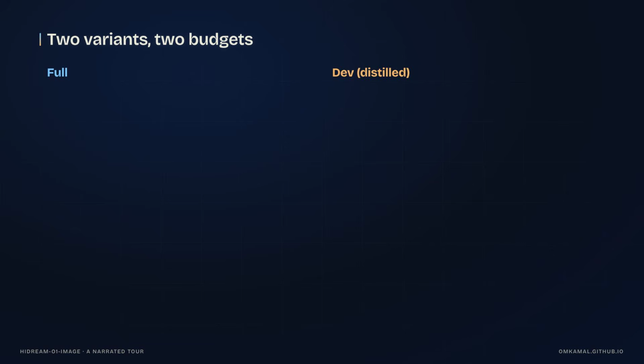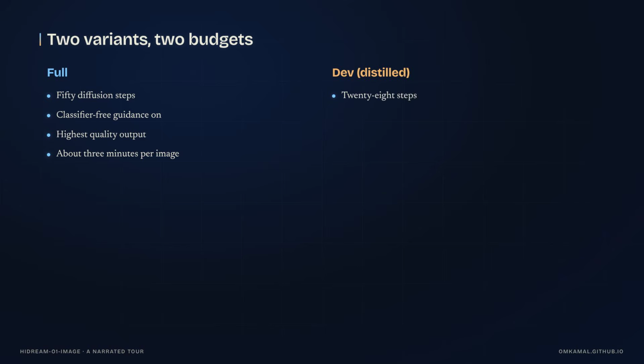Full is the heavyweight, 50 diffusion steps, classifier-free guidance turned on, the highest quality output. Each image takes about 3 minutes on an RTX 4090. Dev is a distilled variant, only 28 steps, no guidance, and roughly twice as fast, about 17 seconds per image. Both versions ship in BF16 precision for the upstream pipeline.